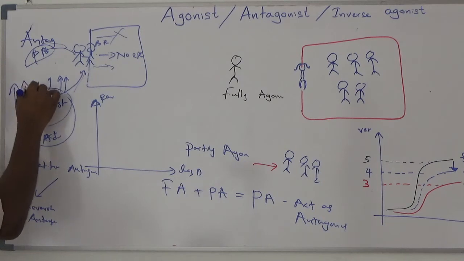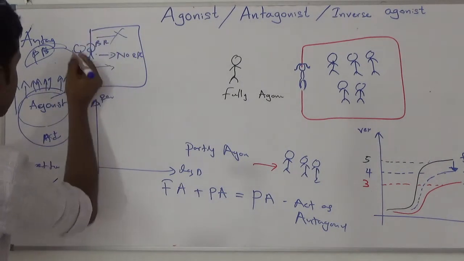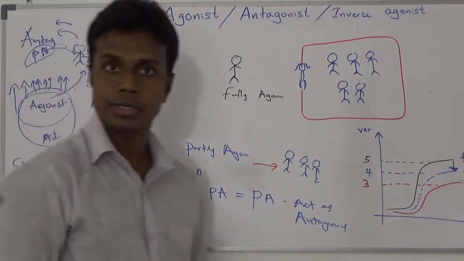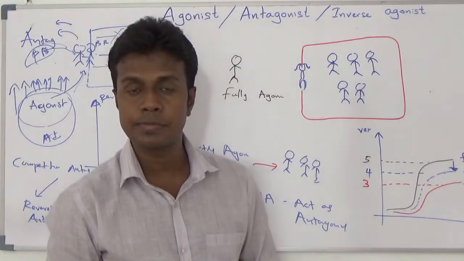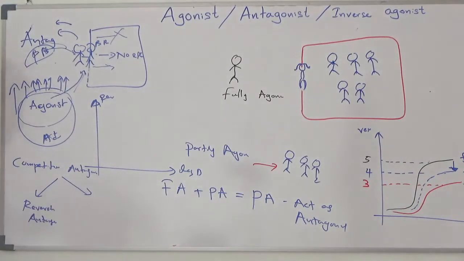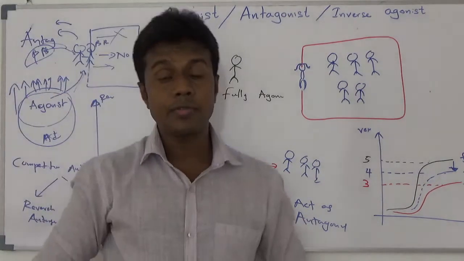Here I am going to increase adrenaline. Adrenaline tries to bind the receptor and they are going to repel the beta blockers or antagonist. These are called competitive antagonism. Competitive antagonism is reversible. Sometimes there will be non-reversible antagonism.